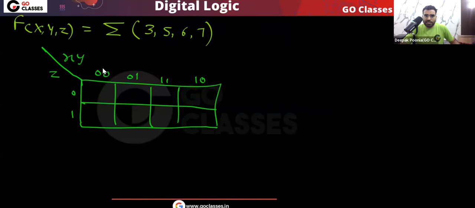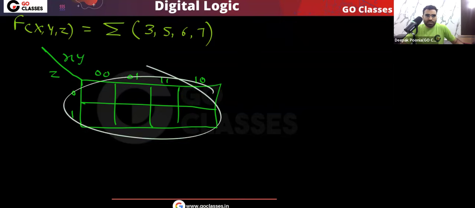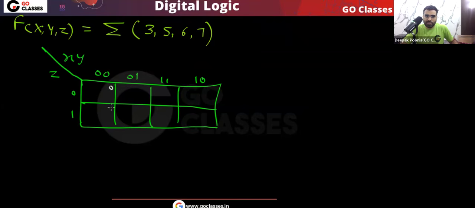Okay. Here remember one thing, that when we write these xy, the most significant variables, on the column, and the least significant variable on the row, then what is the numbering of these cells? That is very simple. That is like 0, 1, 2, 3, 4, 5, 6, 7. Okay, so let's fill this K map now.